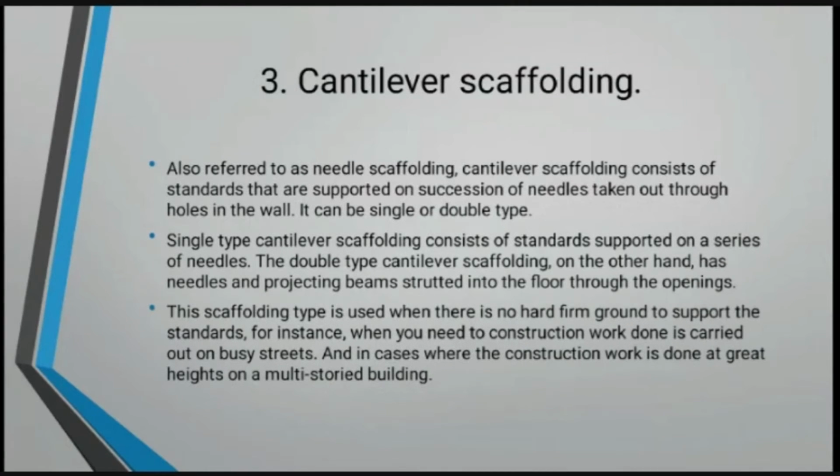Cantilever scaffolding, also referred to as needle scaffolding. Cantilever scaffolding consists of standards that are supported on a succession of needles taken out through holes in the wall. It can be single or double type. Single type cantilever scaffolding consists of standards supported on a series of needles. The double type cantilever scaffolding, on the other hand, has needles and projecting beams strutted into the floor through the opening. This scaffolding type is used when there is no hard firm ground to support the standard.